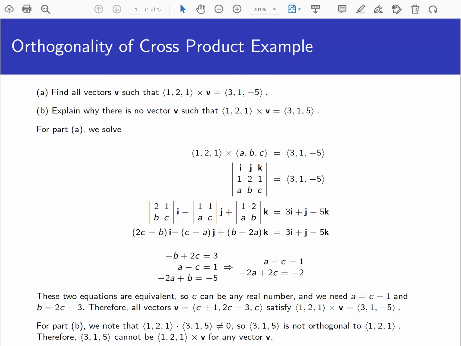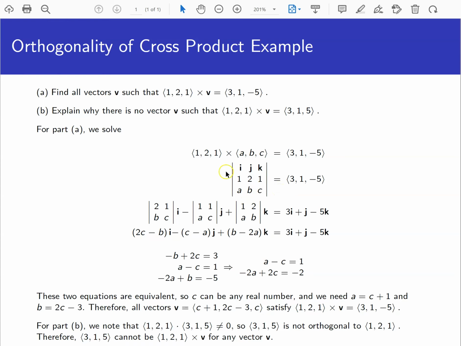All right, so for part A, let's call the vector v (a, b, c). We basically have a system of equations to solve. We need to figure out what a, what b, and what c are. So set up the cross product i, j, k; 1, 2, 1; a, b, c.